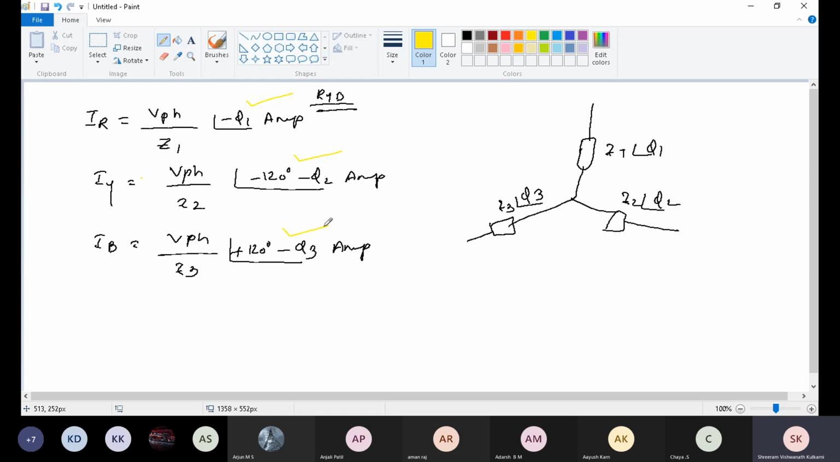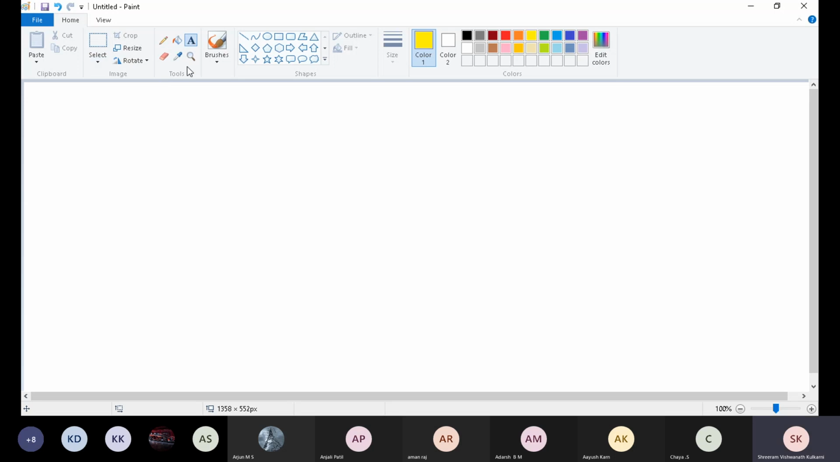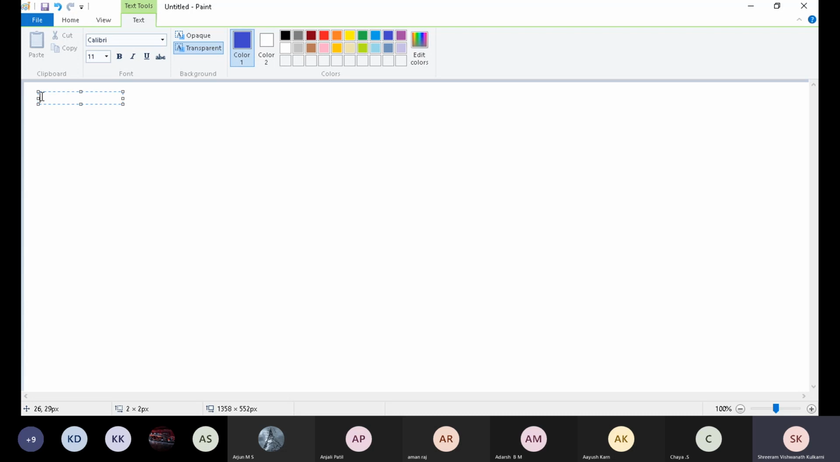Okay, now today we will see how we are going to analyze three-phase unbalanced loads. Before that, I will tell what types of unbalanced loads there are in our three-phase system. Okay, first one, see here, unbalanced three-wire star connected load.